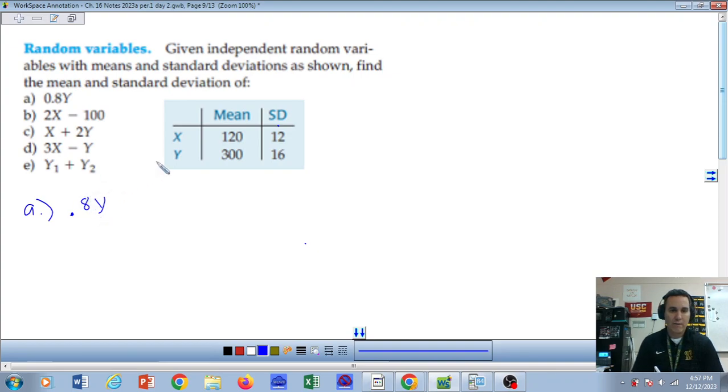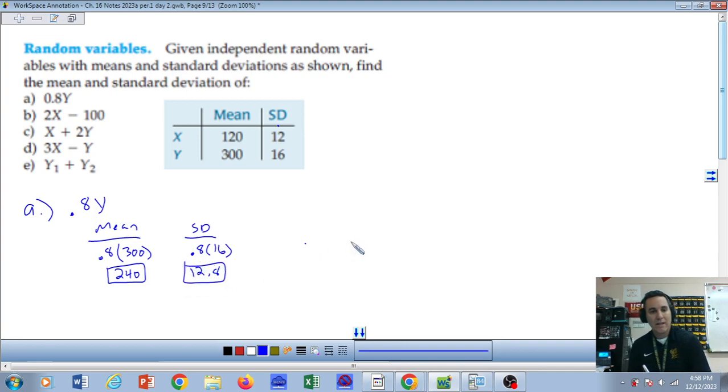So the first one wants to take the y random variable and multiply it by 0.8. So your mean is going to be 0.8 times your old mean, which was 100 for the y variable. So that's going to be, I think, 240 if I'm not mistaken, 240 for the new mean, 0.8 times y. Now the standard deviation is also going to be 0.8 times the standard deviation of the y group, which is 16. 0.8 times 16 is 12.8 for your standard deviation. So there is the answer to the A part.